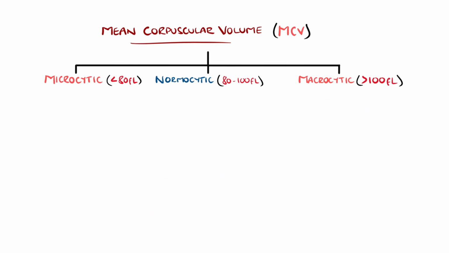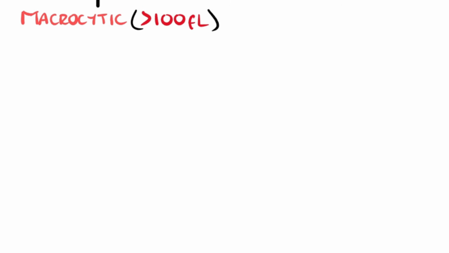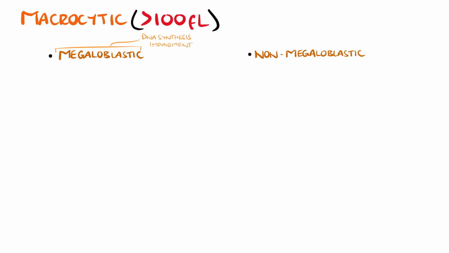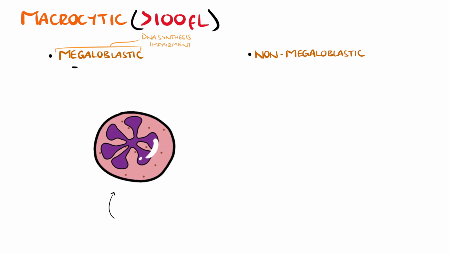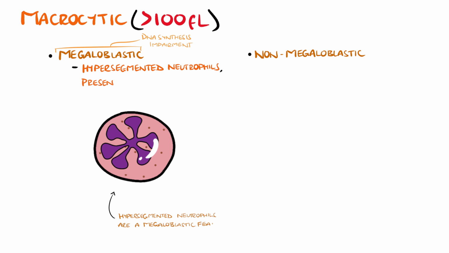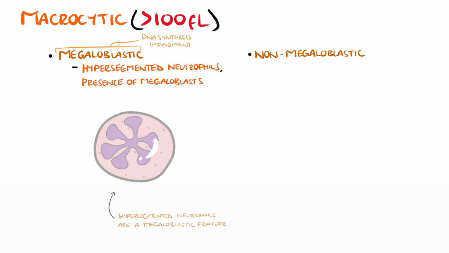Then we have macrocytic anemia, where the MCV is above 100 femtoliters. These can be further divided into megaloblastic and non-megaloblastic. Megaloblastic meaning we have a problem in DNA synthesis, which is suggested by features such as hypersegmented neutrophils on peripheral smear and presence of megaloblasts, which are immature precursor red blood cells.